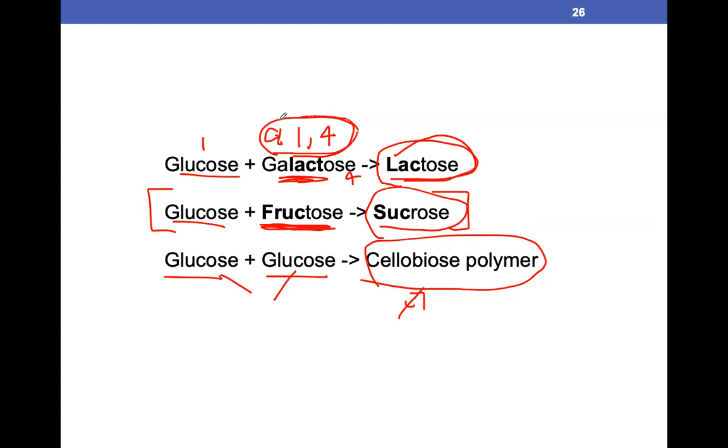And the other thing that I'm going to go over later is that a 1,4 bond is linear. Just keep that at the back of your mind. Whenever you hear a 1,4 bond, that the first carbon of something is attaching to the fourth carbon of another molecule, it's linear. I'm going to explain what that means later, but I just want you to be aware of it.